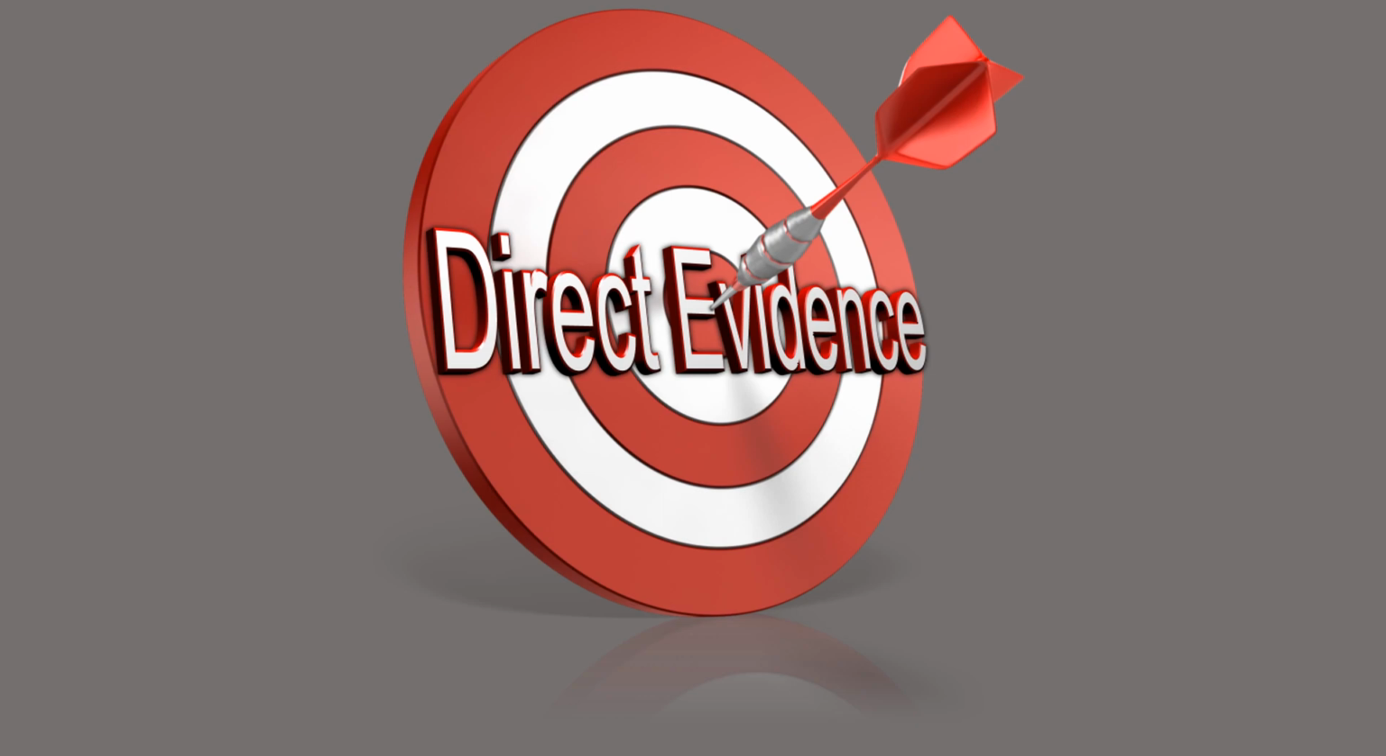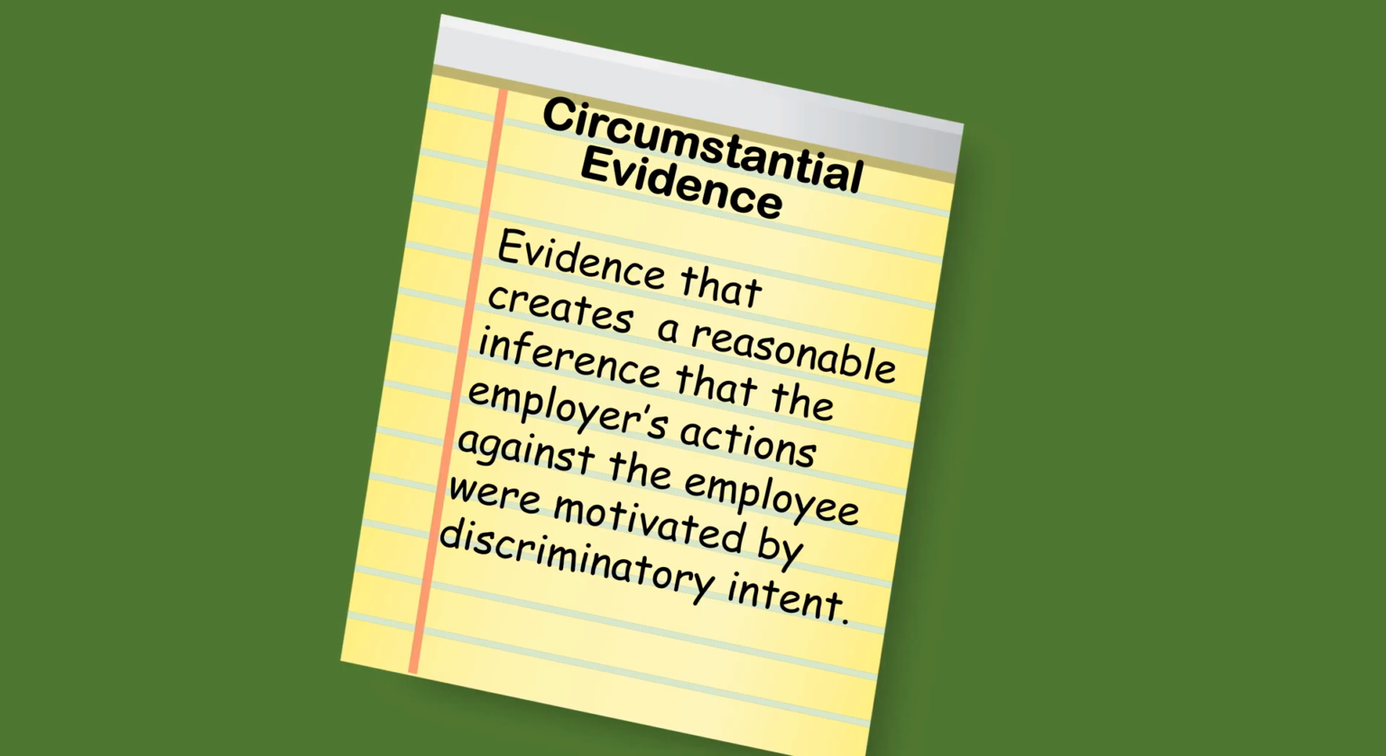Now, let's look at the definition of circumstantial evidence. And by the way, it is rare for an employer to come forward and admit their discriminatory intent. And this is why circumstantial evidence is critical. Let's define circumstantial evidence. It's evidence that creates a reasonable inference that the employer's actions against the employee were motivated by discriminatory intent.